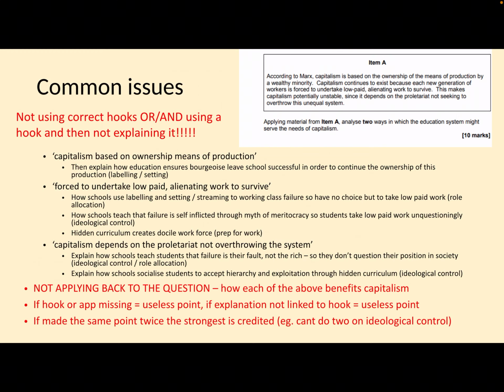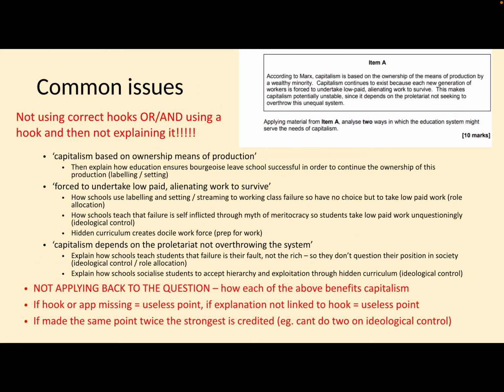And then the final hook, most of you did use: capitalism depends on the proletariat not overthrowing the system. So here you need to explain what it is that education does that means that when young people leave school, they don't try and immediately overthrow the unfairness of capitalism. Well, it's the ideological control again.